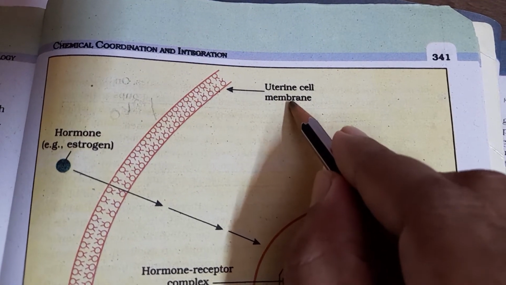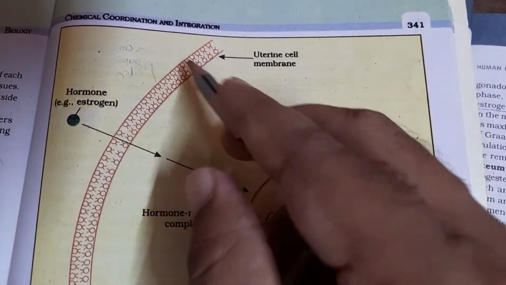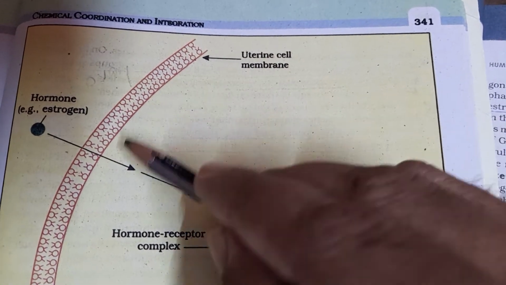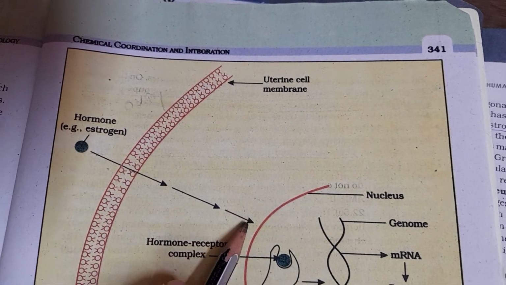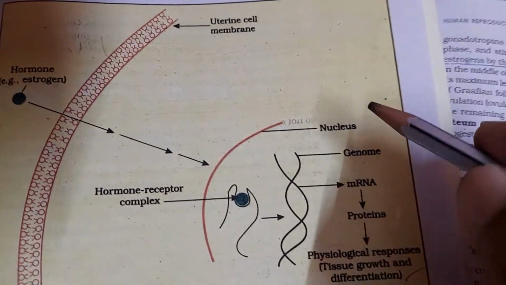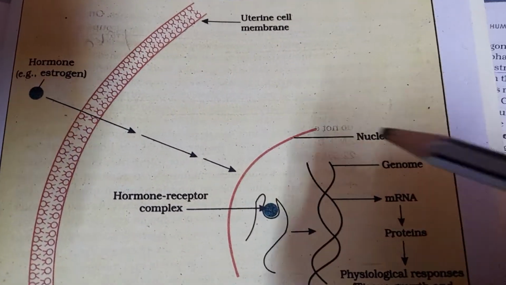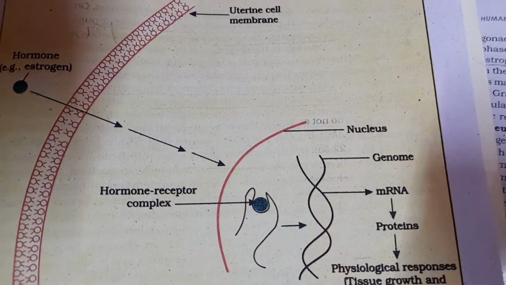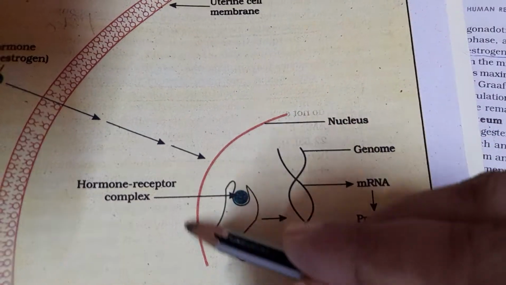This is one of the cells in the uterus. We have taken some part of the uterine cell membrane, and this hormone can directly enter into the cell. This diagram was given in the Orissa NEET exam. Next, this is the nucleus.